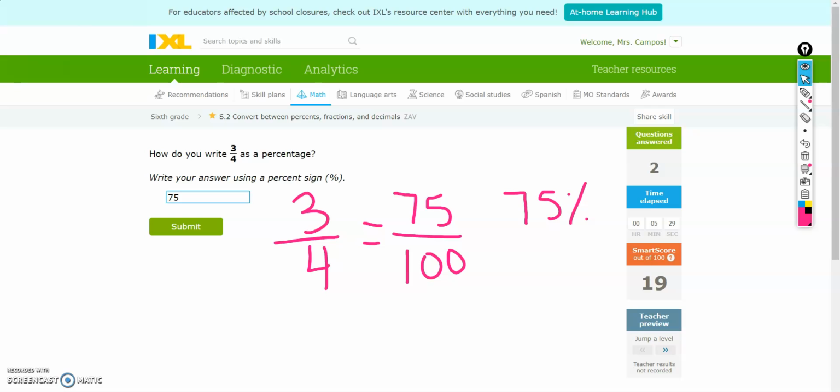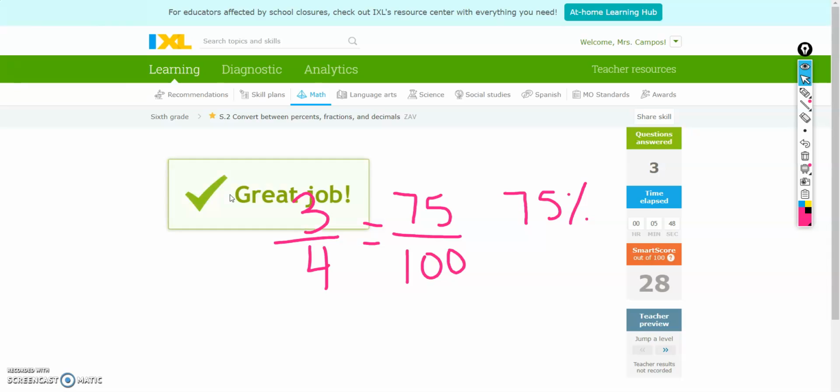So one of the strategies that I just showed you is to make the bottom number 100 to see it as a percentage. Oh, trying to get my percent sign in, and it's not cooperating with me. There we go.